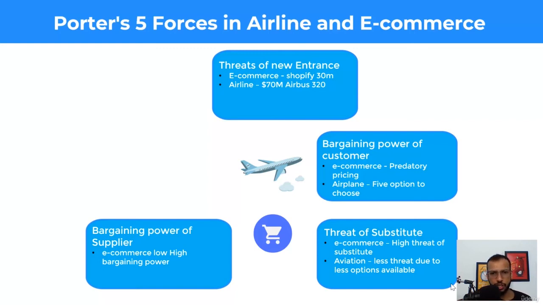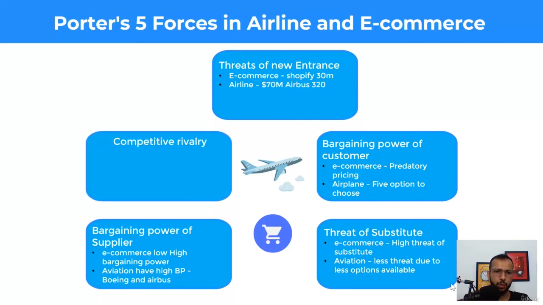So all these e-commerce players have low bargaining power, but in airline, there are only two companies which make commercial airliners, Boeing and Airbus. And those two companies have very high bargaining power. That's why all these commercial aircraft are very expensive. You have to pay $70-80 million to get one commercial aircraft. So usually all these airline companies take these commercial aircraft on a lease of 5, 10, 15 years.